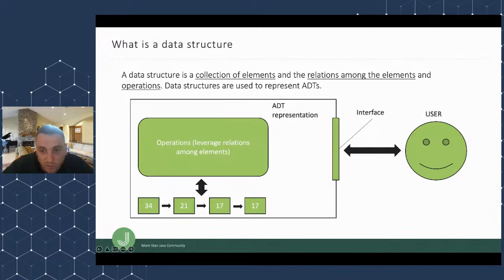And what the user of the data structure sees is the interface. So I know that some of you already have used some collection in Java. So as an example, you might have used a linked list via the list interface. And this is basically what's behind.